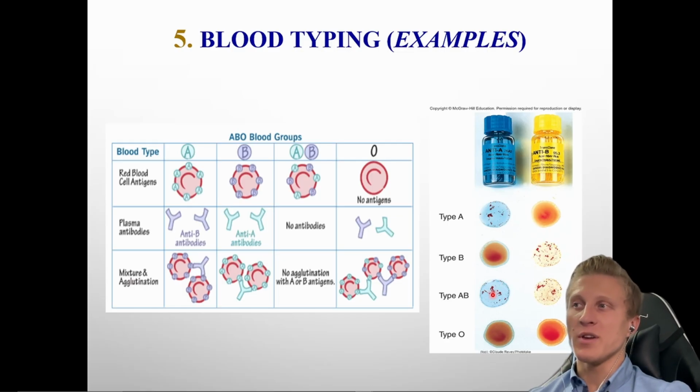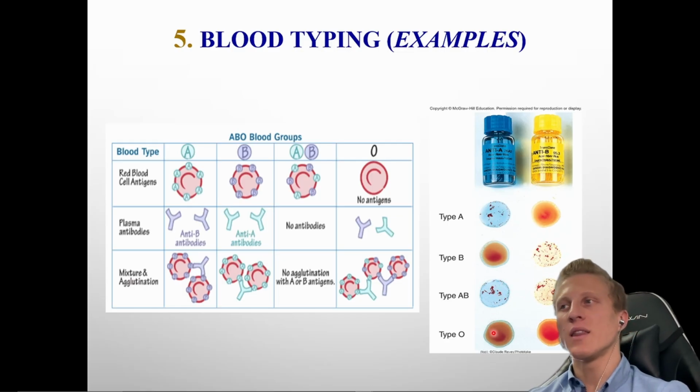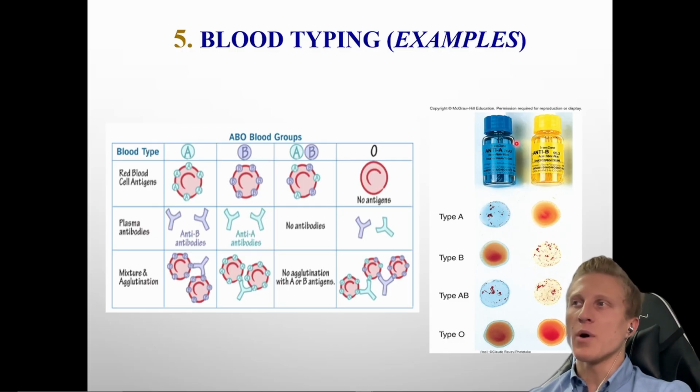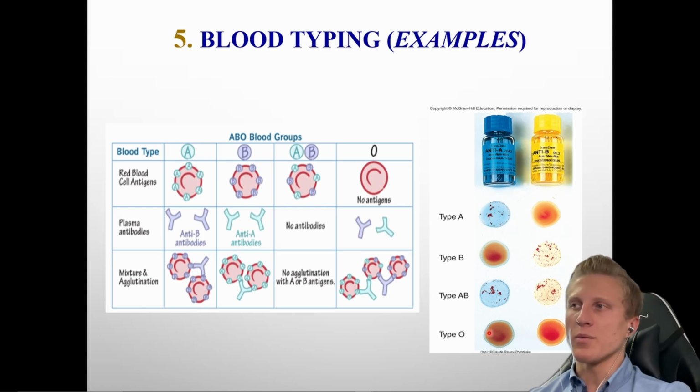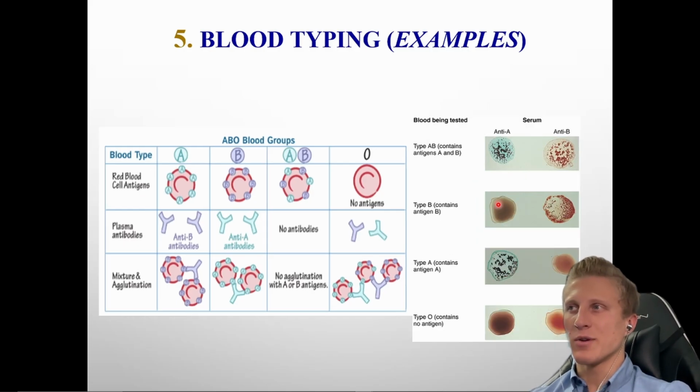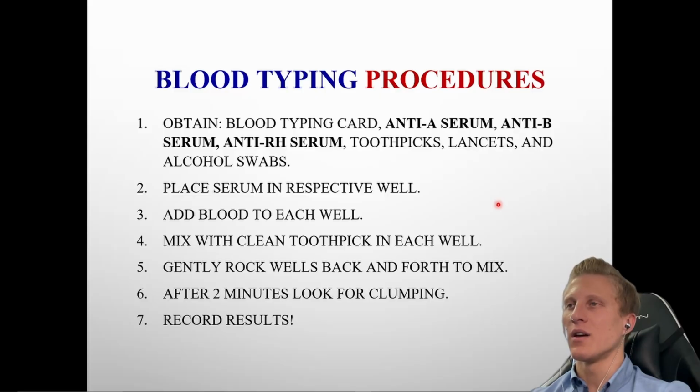In the case of AB, we'll see a reaction in both. And in the case of O, since we don't have any antigens on the surface of our red blood cells, we won't react with either of the antibodies, and therefore we'd see no reaction down here. So if you see a reaction in a particular dish, you have that thing. That's the take-home message right there. Similar information right here. Not going to particularly cover that.